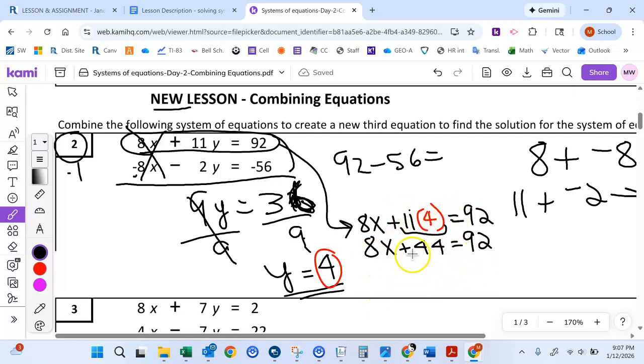If you remember, we want to combine like terms, correct? So the 44 and the 92: we want to subtract 44 from both sides, and we have to do it to both sides, remember, okay? And what do we get?